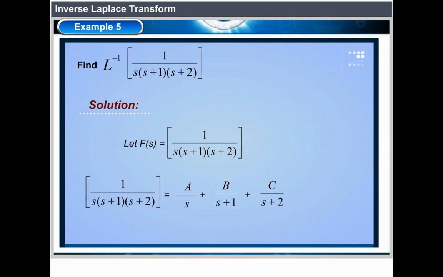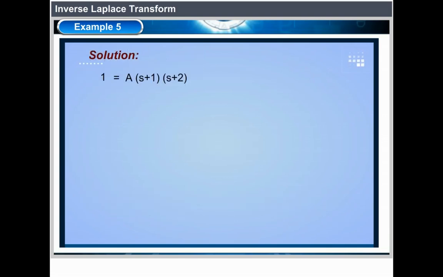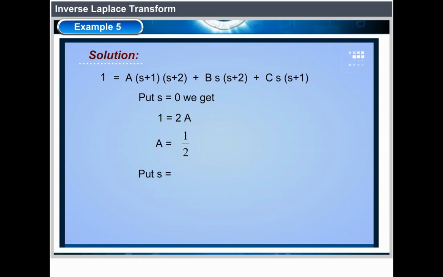After taking the LCM, we will get 1 equal to A(s+1)(s+2) plus B s(s+2) plus C s(s+1). Put s equal to 0 in equation number 1. We get 1 equal to 2A, so A equal to 1 by 2. Then put s equal to -1 in equation number 1. We get 1 equal to B into -1 into (-1+2). Then 1 equal to -B, so B equal to -1.